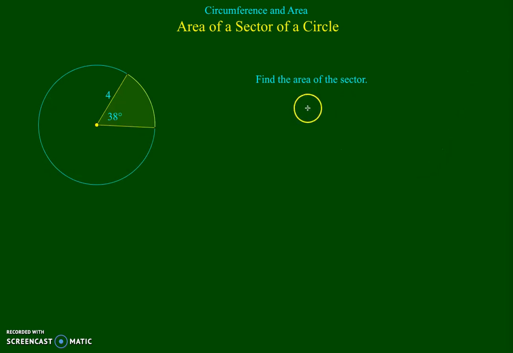We'll start out with a basic example here. We have a circle with a radius of 4 and a central angle of 38. We want to find the area of that sector. So, area of sector is to area of the circle as central angle is to 360. The area of sector is what we're looking for. Area of circle is pi r squared. So that's pi times the radius, 4 squared, is equal to the central angle, 38, divided by 360.